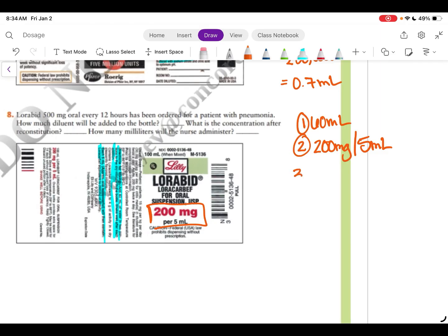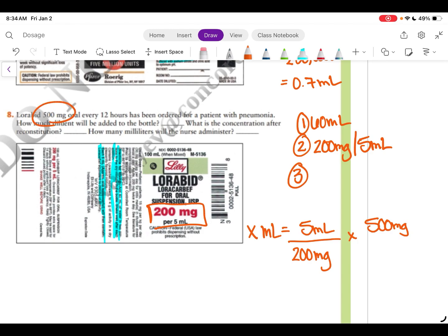And our last question, how many milliliters will the nurse administer? So X milliliters. We know our concentration. I'm going to flip it upside down to make it work for my dimensional analysis. My order is 500, up here. Let's math this out, and I get 12.5 milliliters as my final answer.